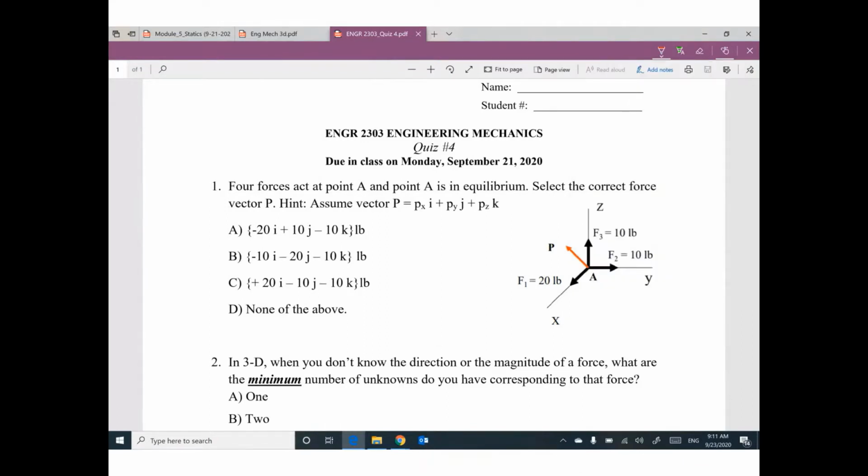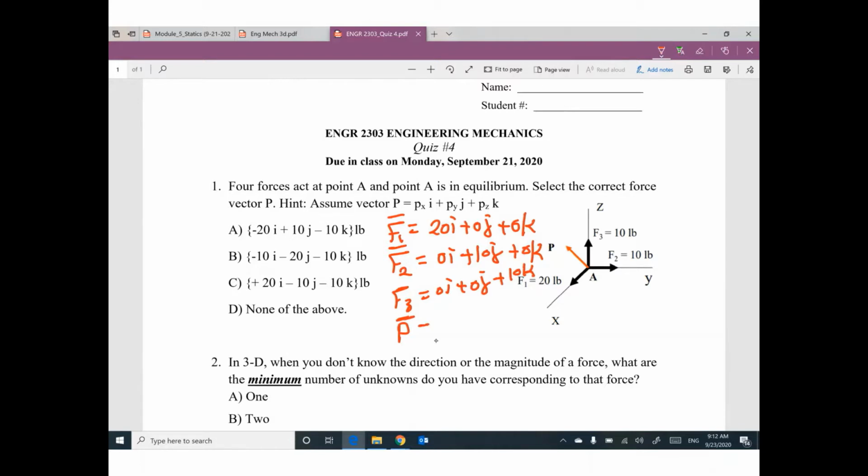We have F1 as a vector equal positive 20 I, 0 J, 0 K. F2 as a vector equal 0 I, positive 10 J, 0 K. F3 as a vector equal 0 I, 0 J, and positive 10 K. The last force P, which is given, I give you a hint.